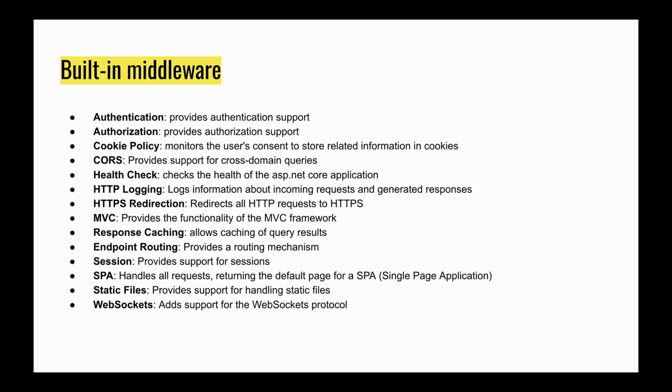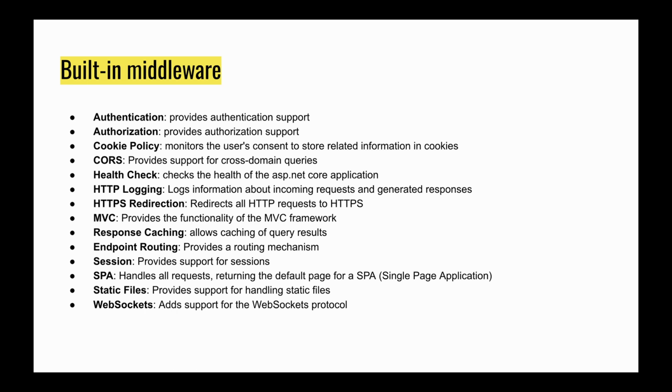Built-in middleware components. It is worth noting that ASP.NET Core already provides several built-in middleware components for common tasks by default. Authentication provides authentication support. Authorization provides authorization support. Cookie policy monitors the user's consent to store related information in cookies. Health check checks the health of the ASP.NET Core application. HTTP logging logs information about incoming requests and generated responses.